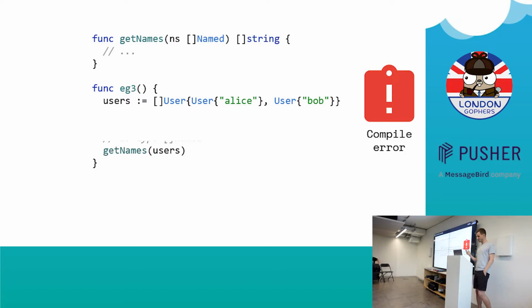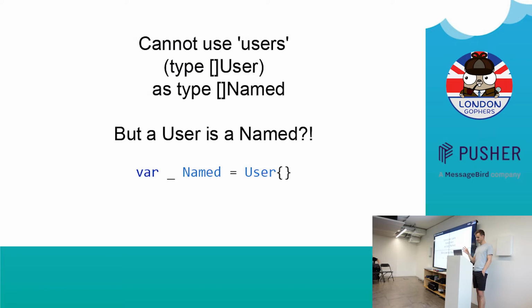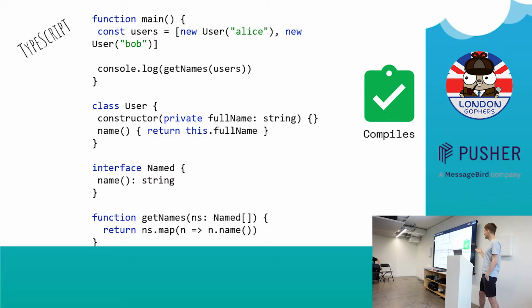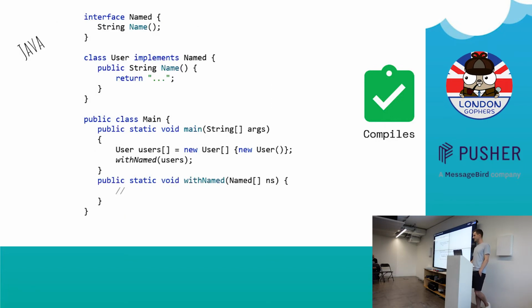And this is where it got interesting. So this is our mystery. And then one of the first things I did actually was to go back to a language I understood a bit better, TypeScript, and have a go. So I did exactly the same thing. Same code, user, Named interface, and it's fine. No problems at all. And then just out of interest, I tried it in Java, same thing. Everything's fine.